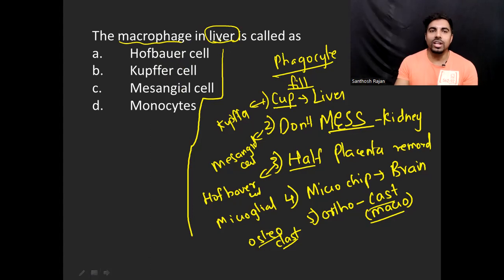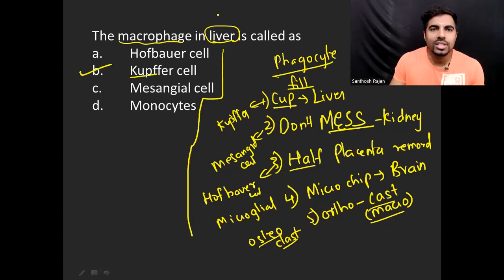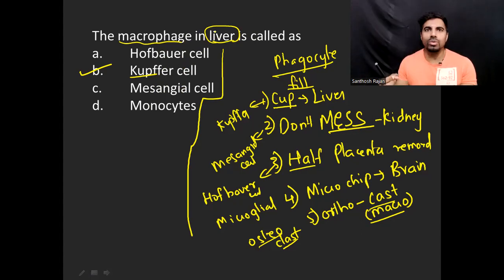So now what do you do? Liver, then what? Sir said, put the liver in a cup. Where is the cup? Cup, Kupffer. Done, that's your answer. Otherwise, if they give placenta, sir said remove half of the placenta. Half Bayer, Hofbauer. You would have made it right.